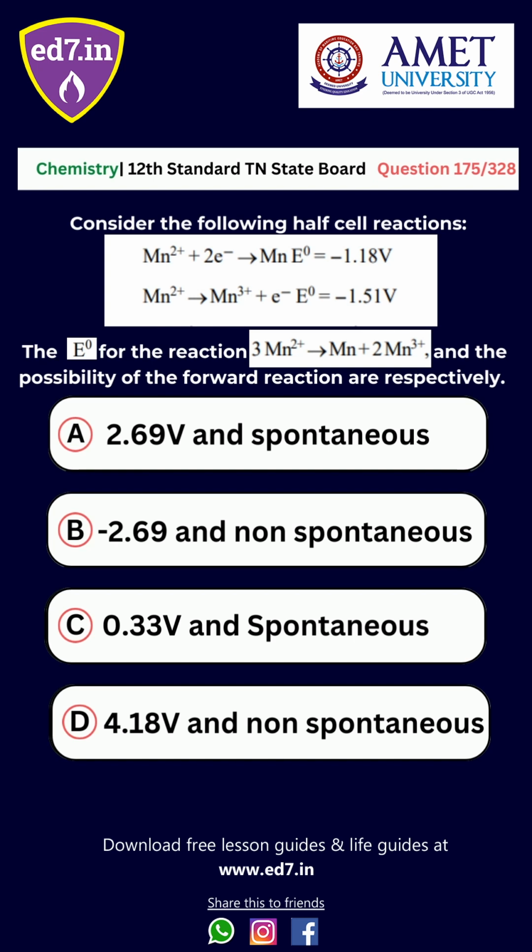forward reaction are respectively: option A, 2.69 V, spontaneous; option B, -2.69 V, non-spontaneous; option C, 0.33 V, spontaneous; option D, 4.18 V and non-spontaneous. The correct option is option B, -2.69 V and non-spontaneous.